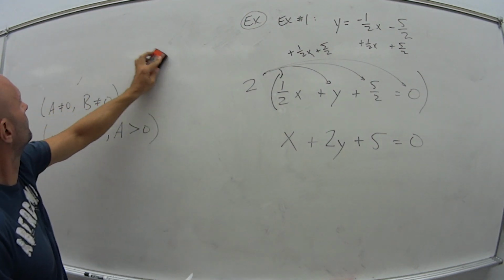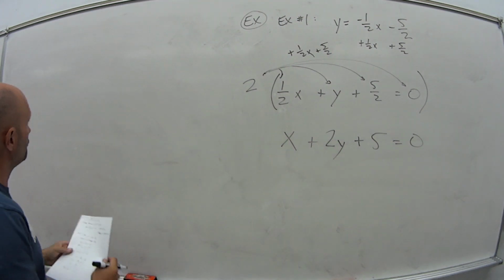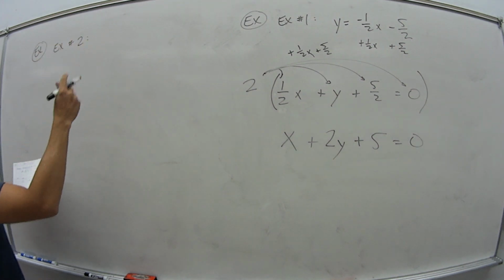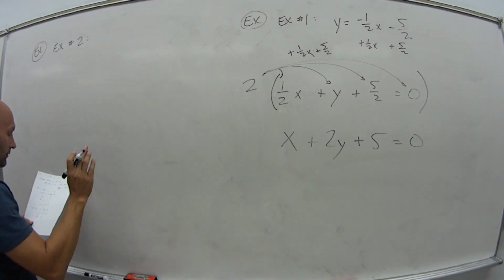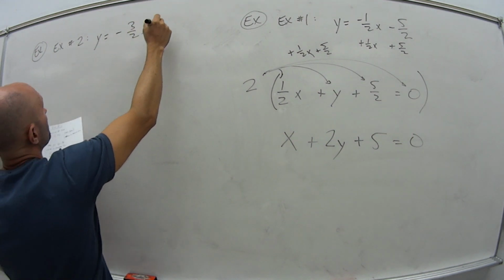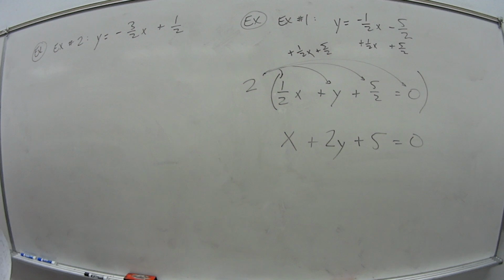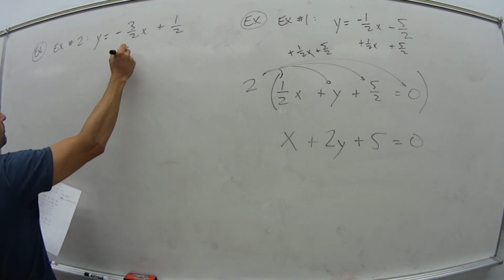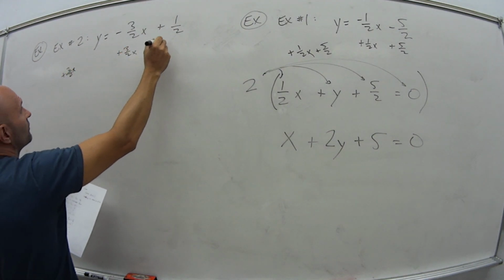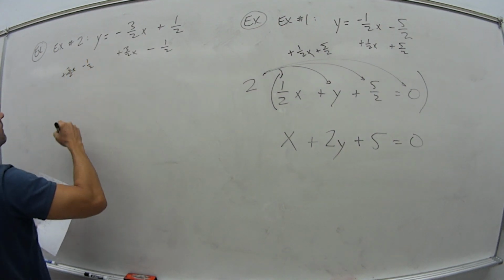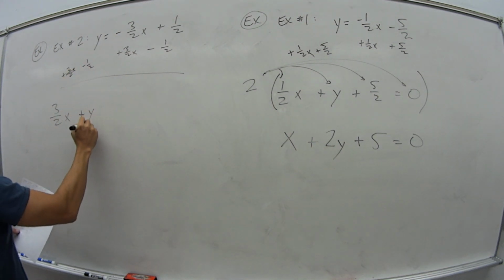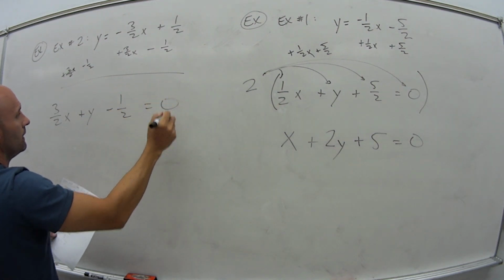What about example 2 that we did? So we were given the 2 points, and then first we had to find the slope, and then find the equation in slope-intercept form. And we have y is equal to negative 3/2 x plus 1/2. So again, I have to move everything, so I'm going to add 3/2 x to both sides. And I'm going to subtract 1/2 from both sides. So when I do that, what do I get? I get 3/2 x plus y minus 1/2 equals 0.